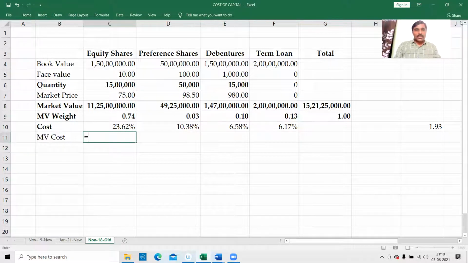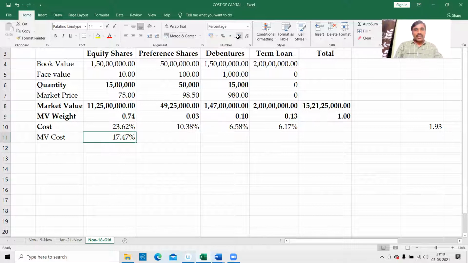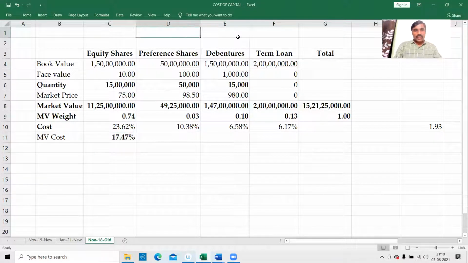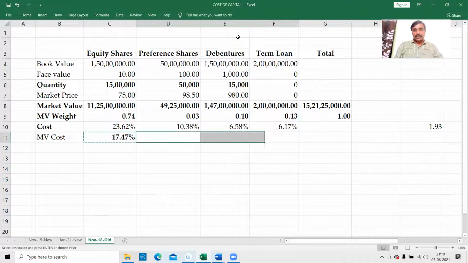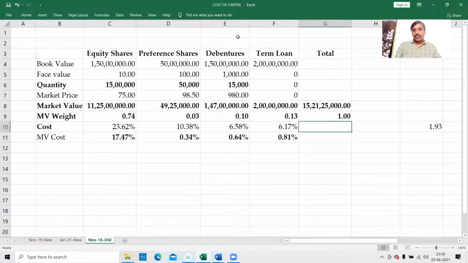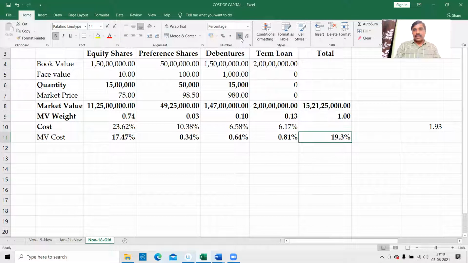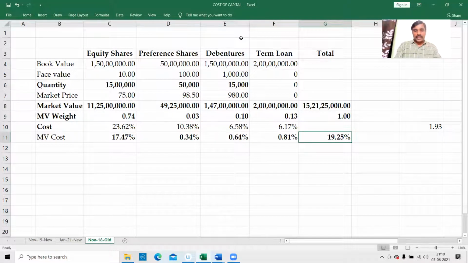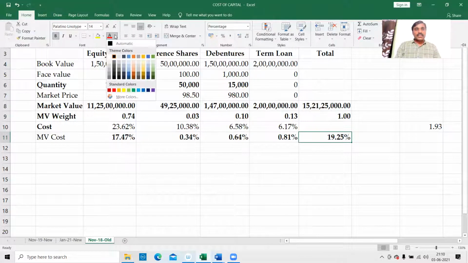Market value into cost. This is called the weighted average cost. Market value based cost, weighted average cost 17.47. 17.47 is the equity based weighted average cost. Therefore weighted average cost will be this 19%. We'll see whether decimals are there. Yes, 19.25%. This is our final answer. Therefore I'll put it in green color so that you will understand this is our final answer.